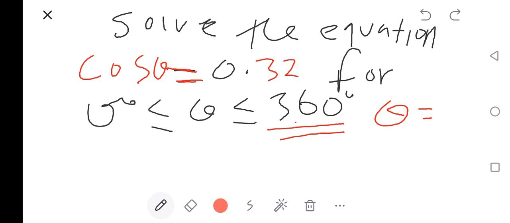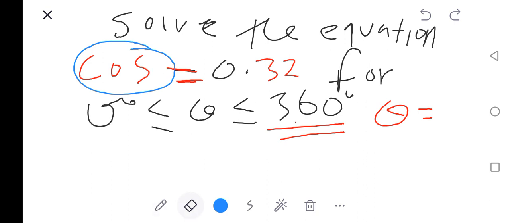You are going to subtract from 360. Why? Because it's in the fourth quadrant. Positive cos is in the fourth what? Quadrant. You're following. Okay, so I believe that question is copied. I'll just be changing on this same thing here.